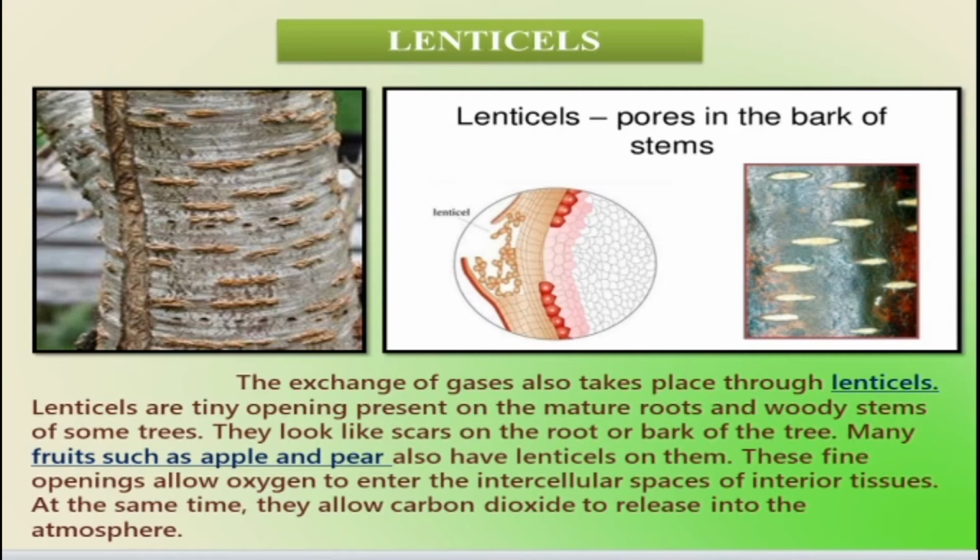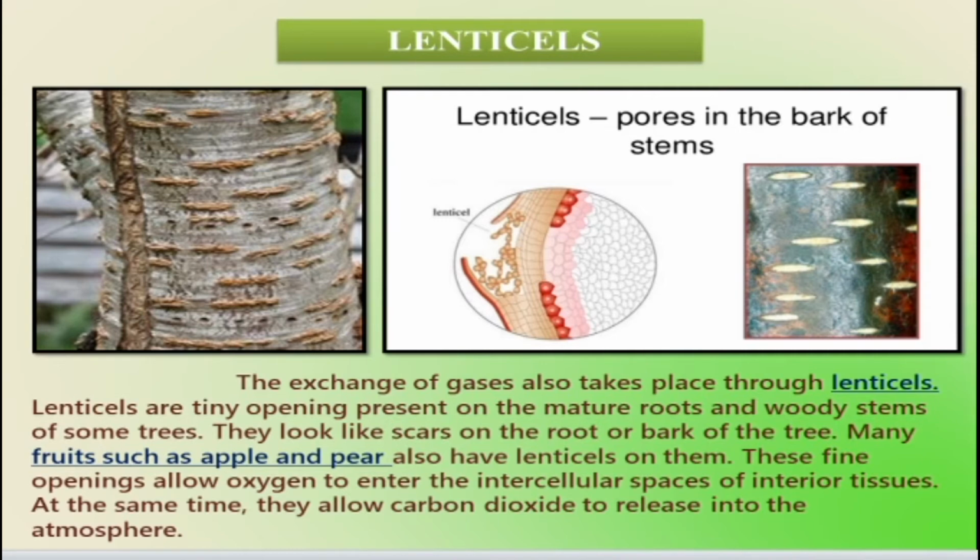Lenticels are tiny openings present on the mature roots and woody stem of the same trees. Yes, underline that. It is an opening where we can see on the mature root and the woody stem of the same tree. They look like scars on the root or bark of the tree. Many fruits such as apple and pear also have lenticels on them.